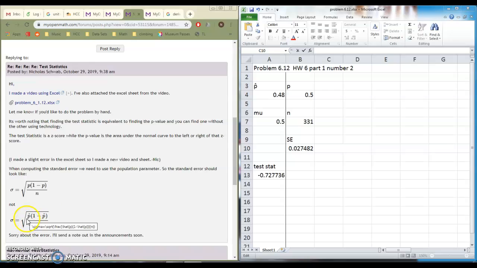What I had done on accident is I did what we do when we're making confidence intervals, and I used our statistic. In problem 2, I don't think it's a big problem because the n is so big and p hat are so close together. But in problem 5, it is a problem. So in general, when we're doing hypothesis tests, we should be using our population parameter p when we're finding our standard error.